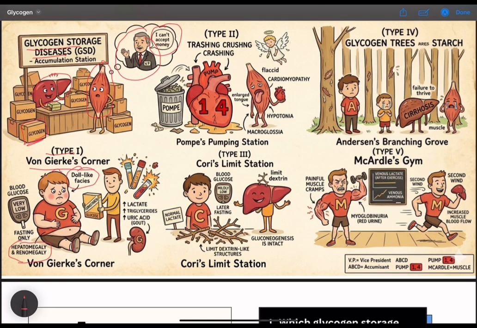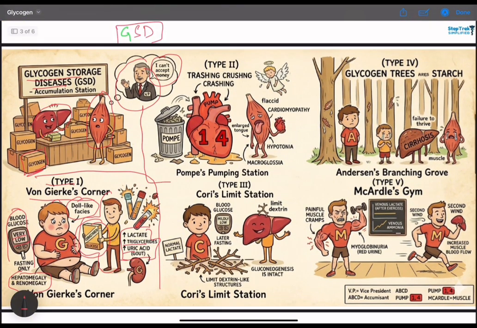Over here we have a glucometer showing severe fasting or very low blood glucose level, and over here these tubes show high levels of lactate, TGs and uric acid for gout, and this is for treatment. This patient is provided with cornstarch and glucose. So this is von Gierke disease. Then we have Pompe, or Pompe's pumping system, type 2, trashing and crashing. The heart or pump is crashed, showing the enzyme deficiency, Pompe trashing or the crashing of the heart as well as the muscles, the flaccid cardiomyopathy, hypotonia, and this large tongue, the characteristic feature of this, and the child showing the angel for the early childhood death due to the pump failure.